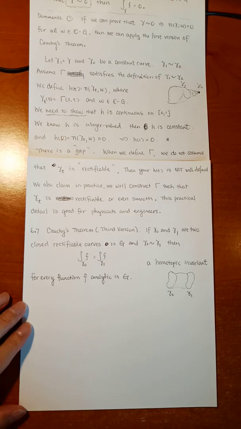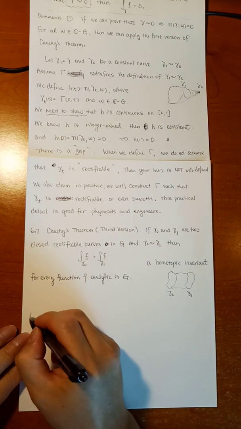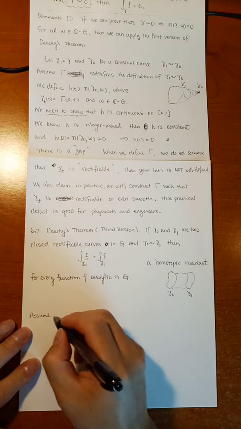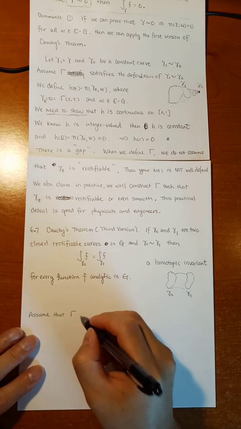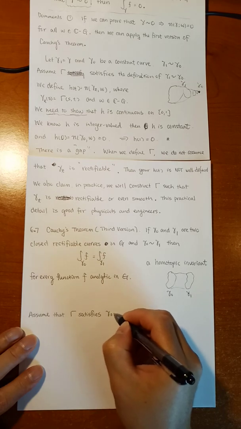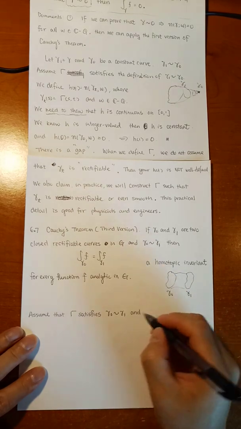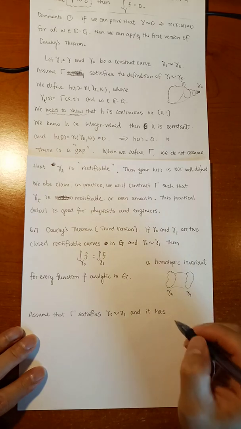All right, so let's see how do we prove it. Let's see. Assume we always start from the nice case and try to extend it. Assume that our capital gamma satisfies gamma 0 homotopic to gamma 1, and this is trivial, and it has a continuous second partial derivative.